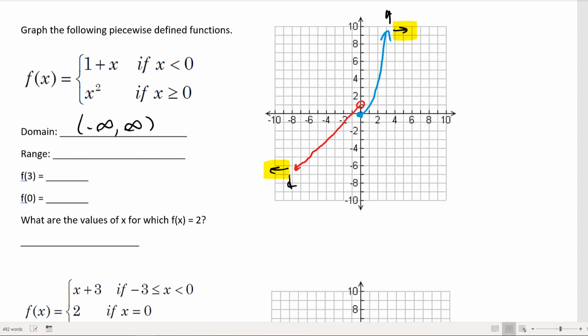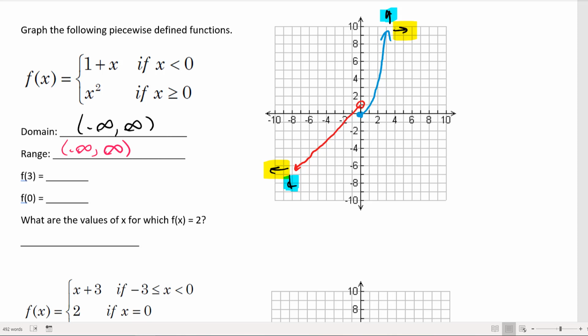Okay, so for my range, I'm also going down forever and up forever. And in this case, I have negative infinity going down forever, and I have y values, y values, y values all the way up, and then the red jumps down from a positive 1 down to a 0, so I don't miss any y values there. So my domain and range are both all real numbers.